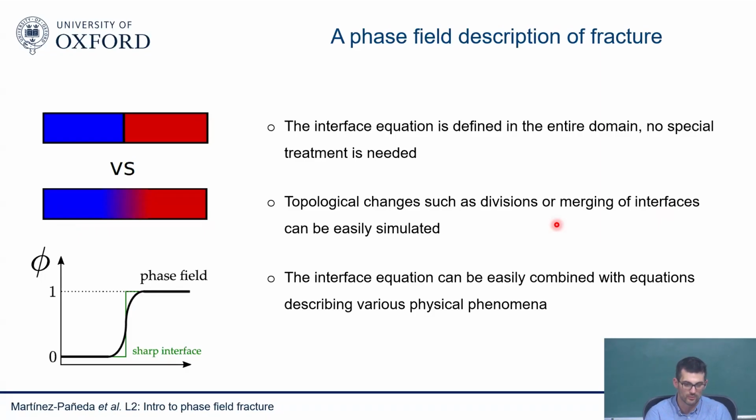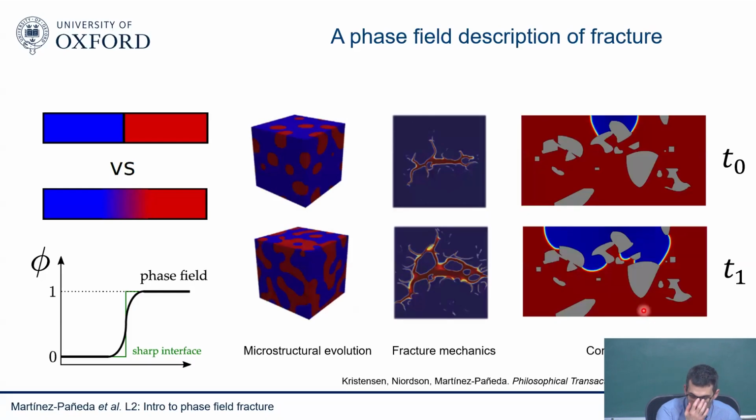It's naturally captured. And then one that we exploited quite a lot in my group, and here is the only area where I think I can claim some originality, is extending phase field to multiphysics problems. So the interface equation can be easily combined with equations describing other physical phenomena. So I'll show you examples of this. But I think it's fair to say that phase field has been a revolution in many areas of science and engineering. It all started in the condensed matter physics community, where it is now by far the most widely used technique to simulate microstructural evolution and solidification.